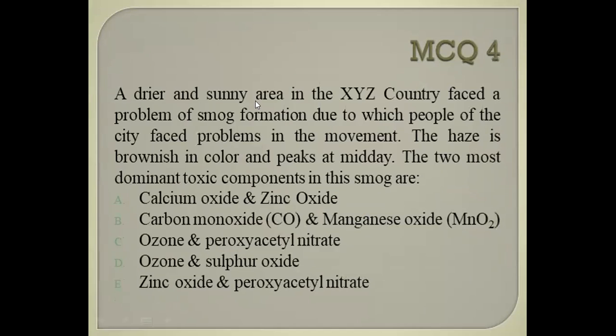MCQ 4. A dry and sunny area in XYZ country faced a problem of smoke formation due to which people of the city face problems in movement. The haze is brownish in color and peaks at midday. The two most dominant toxic components in this smoke are: calcium oxide and zinc oxide; carbon monoxide and manganese oxide; ozone and peroxyacetyl nitrate; ozone and sulfur oxide; or zinc oxide and peroxyacetyl nitrate.